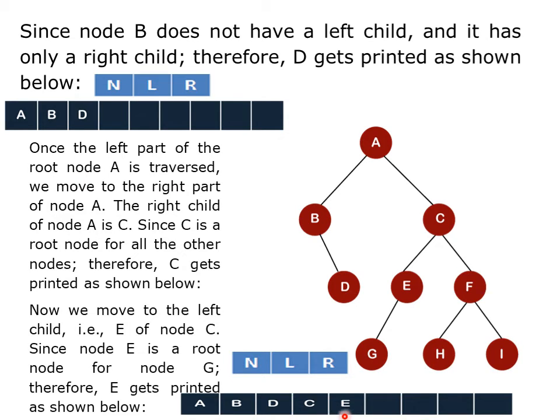See, once, see here you can observe. Once the left part of the root node A is traversed, then what happens?